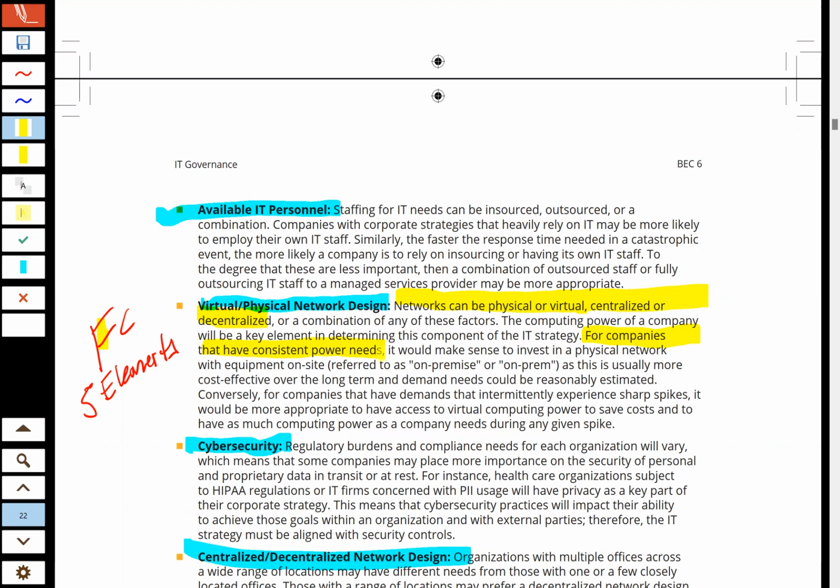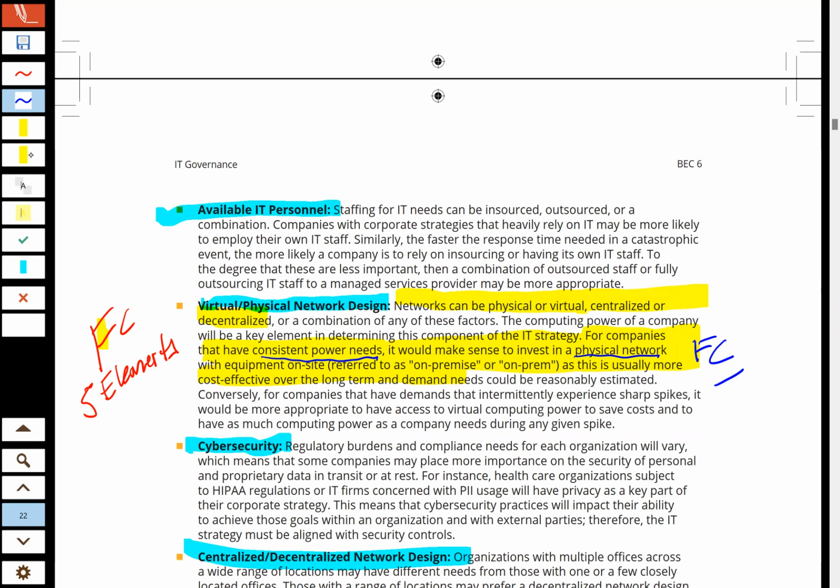Okay, so if you have a consistent power needs, it would make sense to invest in a physical network with equipment on site, referred to as on-premise or on-perm, as there is usually more cost-effective over the long term to meet the demands. Okay, so go ahead and flashcard that you would use a strategy that you have constant needs. You would have a physical network, right? Consistent power needs. You would use a physical network.